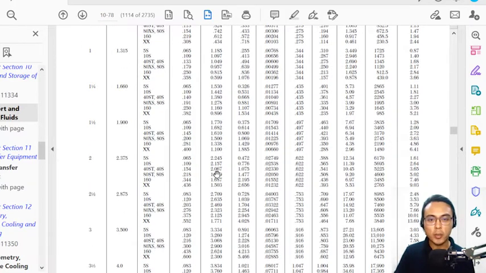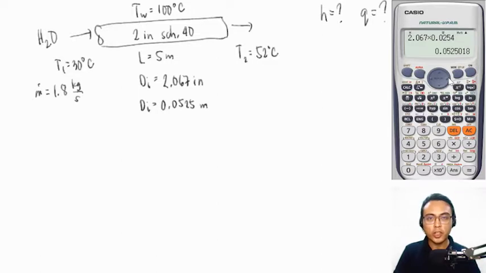The internal diameter is 2.067 inches. And we just have to convert that to meters. The internal diameter of our pipe is now 0.0525 meters. We converted it from the original value of 2.067 inches. The internal diameter of the pipe here is very important because it lets us determine the velocity of the flow inside of the pipe. And that will come from the mass flow rate.